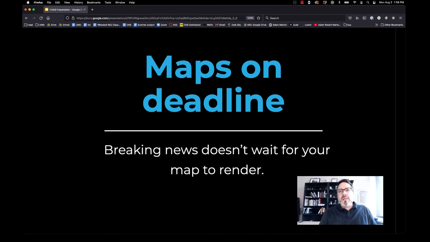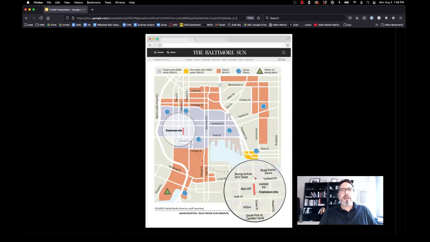So one of the things we have to consider when we're making maps for the news is working on deadline, right? Breaking news doesn't wait for your map to render, and I think that oftentimes we make sacrifices for deadline. I would love to have had more time to work on some of my maps, but unfortunately, that isn't always an opportunity that's afforded to us.